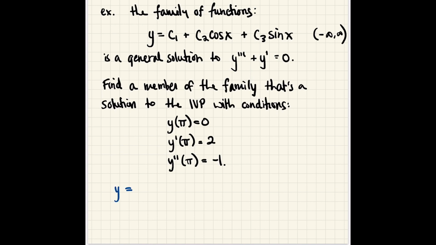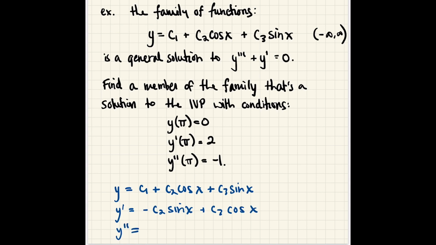So we are given that y is c1 plus c2 cosine of x plus c3 sine of x. So let's quickly find first and second derivative. First derivative would be negative c2 sine of x plus c3 cosine of x. And the second derivative would be the derivative of that, of course. And now we can plug in the initial values, and what we're going to get is a system of three equations with three unknowns.